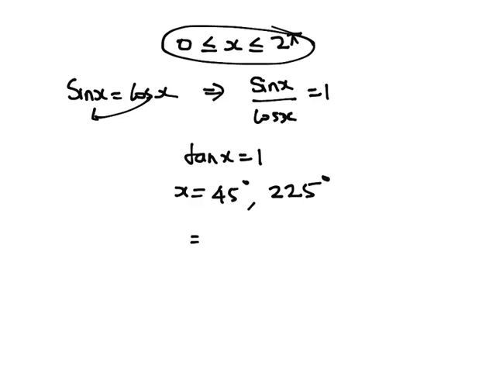Now we know that 45 degrees is nothing but pi by 4 radian, and 225 is nothing but 5 times 45 degrees, isn't it? So 225 is nothing but 5 pi by 4. So the solutions for this trigonometric equation, that is sin x equal to cos x, are pi by 4 and 5 pi by 4. Okay, so let us look at another problem.